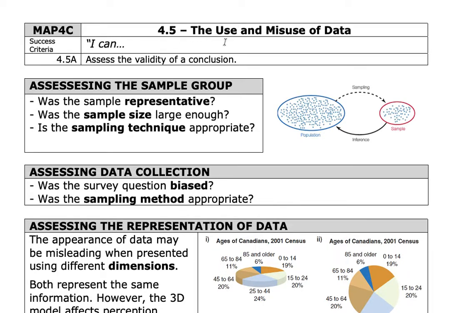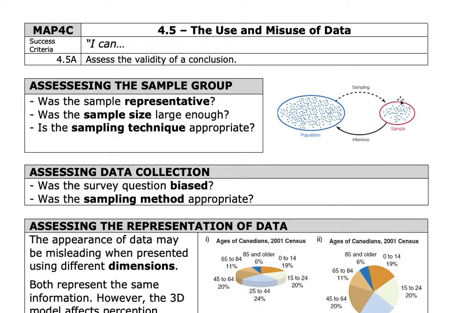MAP4C 4.5, the use and misuse of data. When we're conducting statistical research, what we're trying to do is investigate some population, so all members of some group. It can often be time-consuming and challenging to access every single member of a population. So what we do is take a smaller group, just a selection of some of these members, and we call that group the sample. And we use this sample to try to draw inferences about this population.